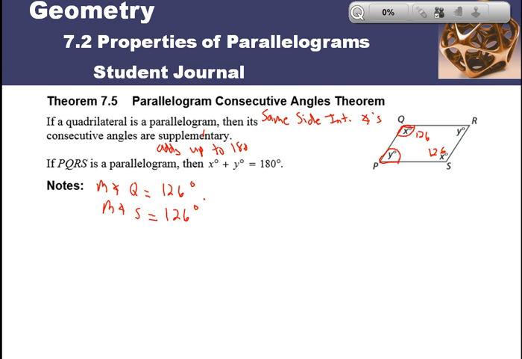Now Q and P. Well, Q and P are adjacent or consecutive angles, so angles that are next to each other. So those add up to 180. So if I did 180 minus 126, 180 minus 126 is 54. So I know that angle P is 54.